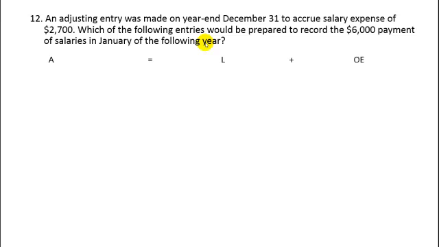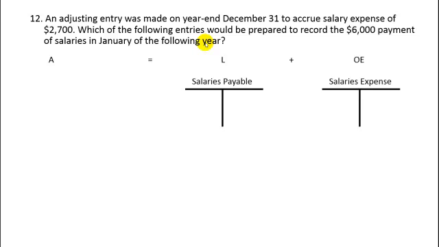Here's our accounting equation. And on December 31st, we made an entry to accrue salaries for $2,700. When you accrue salaries, that means you show that you owe them, but you're not going to pay them in this accounting period. So here's what happens. You have two accounts, salary payable and salaries expense. And you debit salary expense for $2,700, and you credit salaries payable for $2,700. That was the adjusting entry made at the end of the year for this salary accrual.